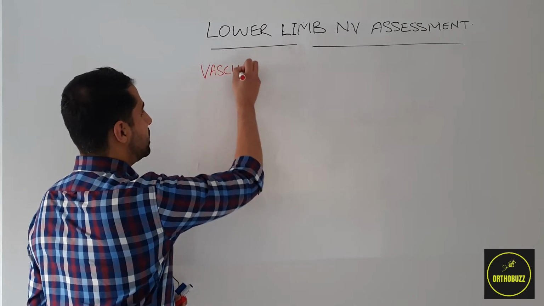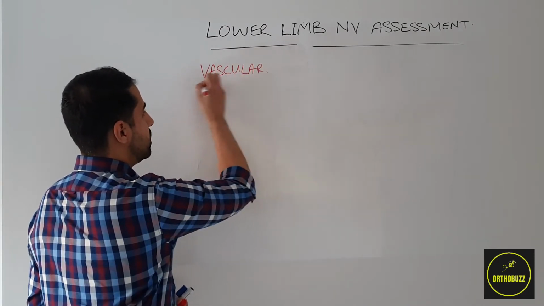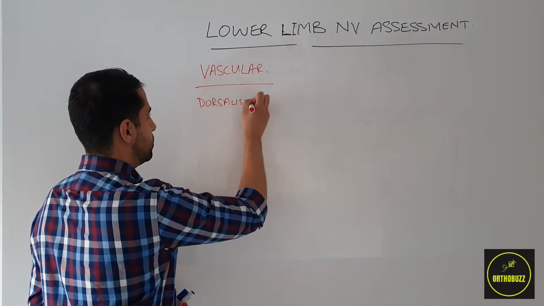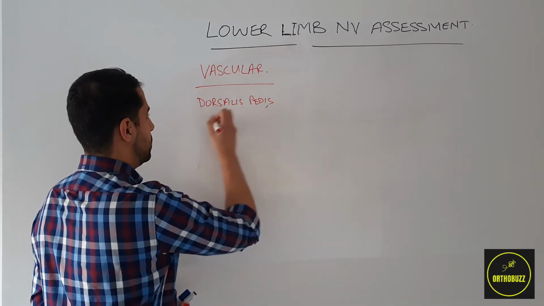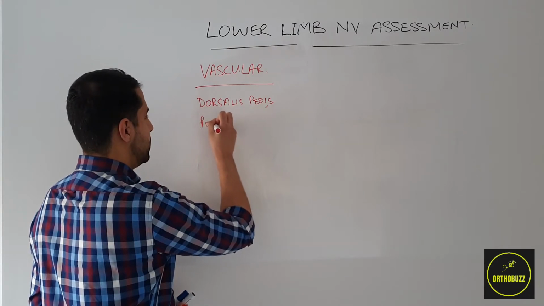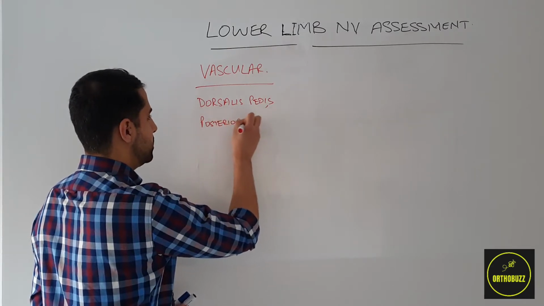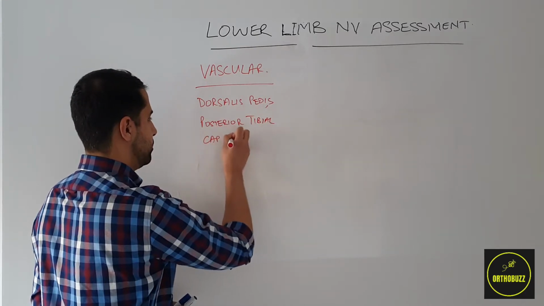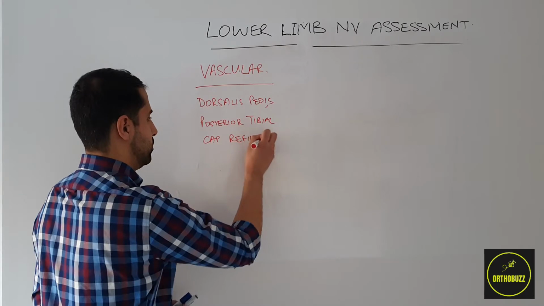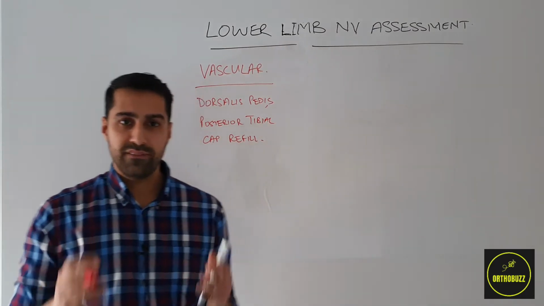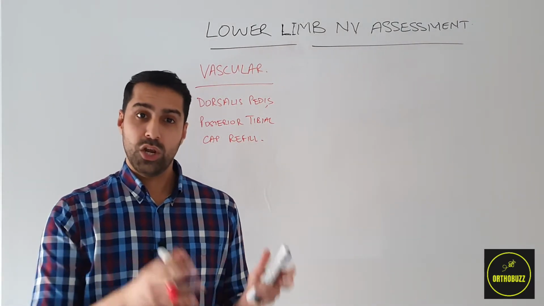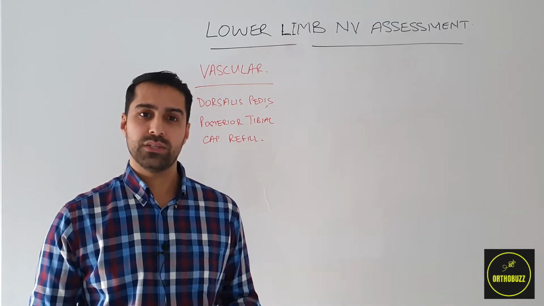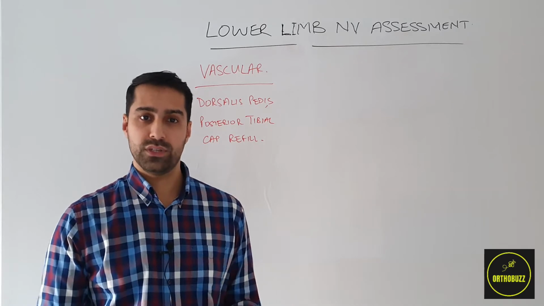There are two key pulses that we want to feel when assessing the vascular supply to the foot. These are the dorsalis pedis and the posterior tibial. Of course, we're going to be starting our vascular assessment of the lower limb by first looking to see if there are any signs of acute vascular compromise, such as a pale foot and a cool foot as well.